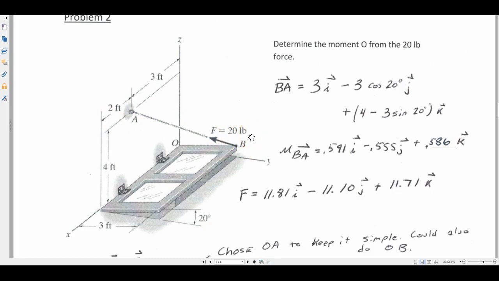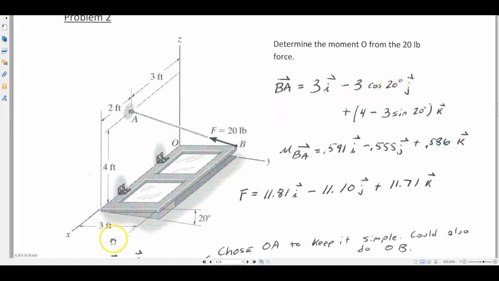Well, what you do first is you say, what does it take if I were to travel from B to A just from the lengths? If I travel from B to A in the X direction, it's 3 feet over, 3I. If I travel from B to A in the Y direction, I'm clearly going backwards in the Y, so it's clearly going to be negative. How much? Turns out it's 3 cosine 20.